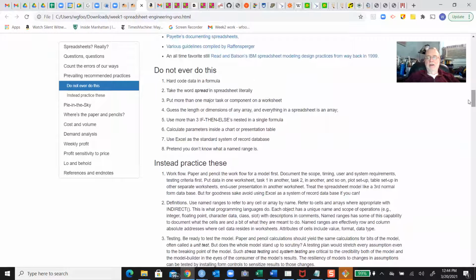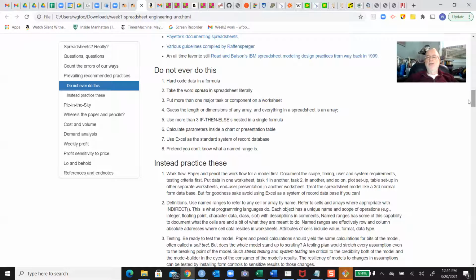And here's a starter's list for things you should never do. Never hard code data in a formula, ever. You will do it. You'll write a mortgage payment thing and put the 5 in for 5 years, and then all of a sudden your contract changes. It's a 6-year contract, and so the 5 hard coded gets lost because you never documented it.